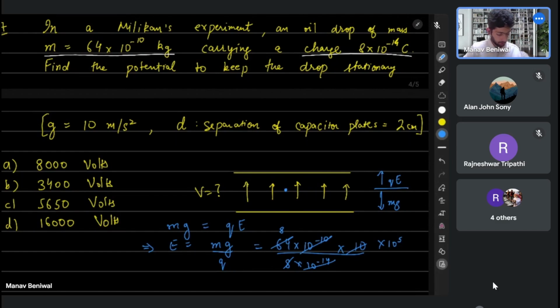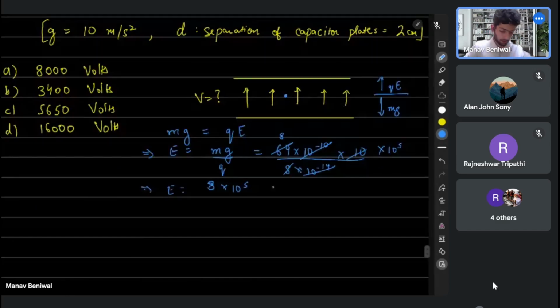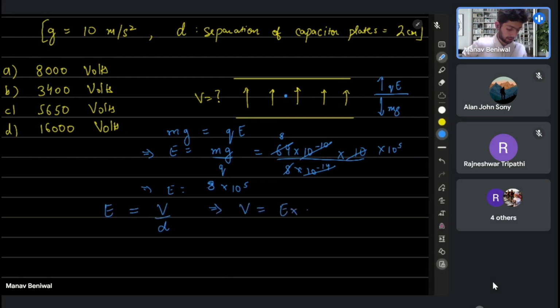Correct? Okay. So basically we get E as 8 into 10 to the power 5. Now we know that our electric field is given by V over D. So this means our V is simply E times D, and D is equal to 2 centimeters, and writing in terms of meters, our D is 0.02 meters.